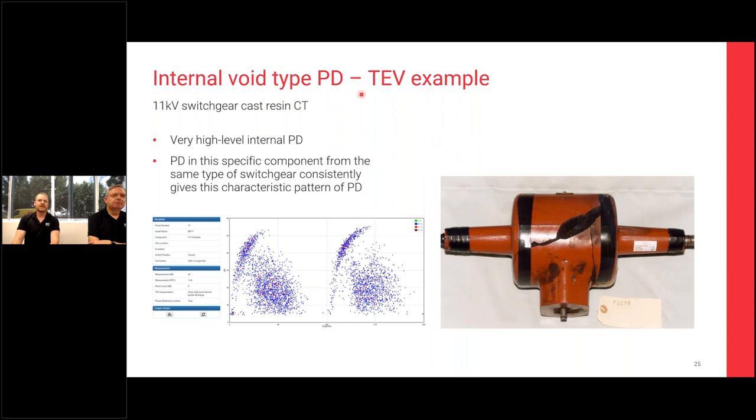That'd be great. Okay, so here is a typical example of an old Ray Roll LMT type CT that has failed in the field. These can have internal void type defects due to air voids in the cast resin construction of the insulation of the asset. And typically we see here a single phase internal void phase resolved partial discharge pattern that's consistent with that type of CT.